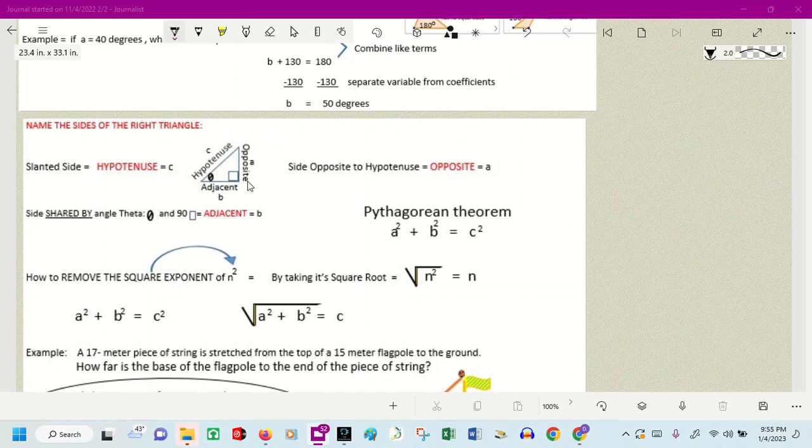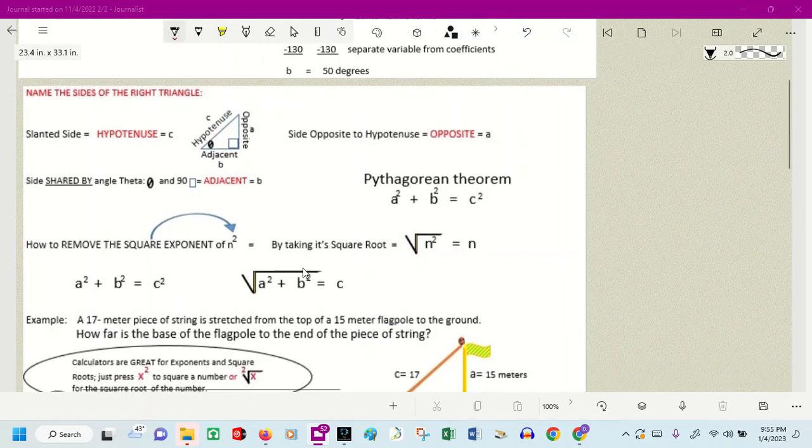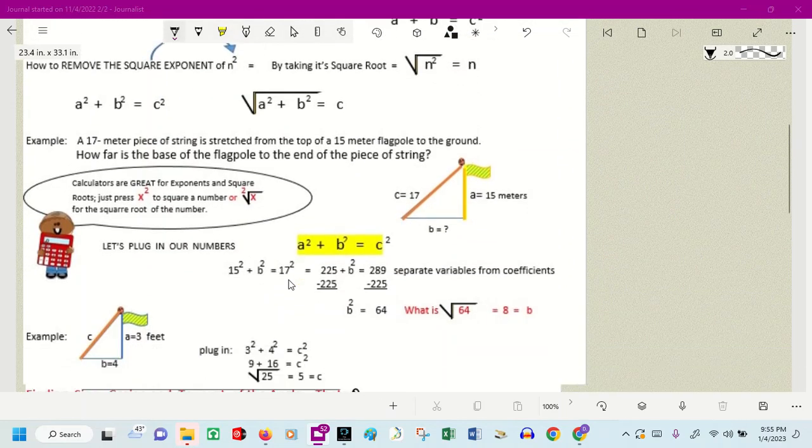Whatever A is, square it. Whatever B is, square it. Add the two together. That answer will always equal C squared. So how do you get C? You take the square root of your equation. You squared them, added them up, and whatever that answer is, you take the square root of it. When you take the square root, it removes the square from the C. See that? Okay, and you're usually given this in a word problem.